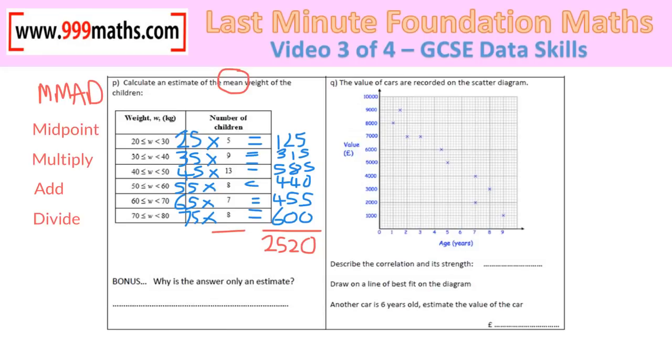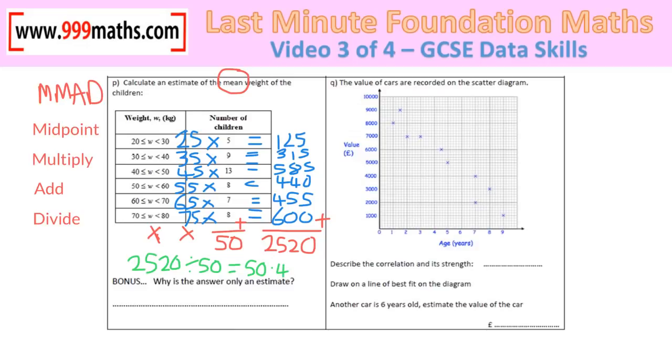We never add these midpoints, we never add this column. So the frequencies add up to 50, and let's make a note I've done that. The last step is divide, and I'm going to write out that step. 2,520 divided by 50 gives me my answer of 50.4.